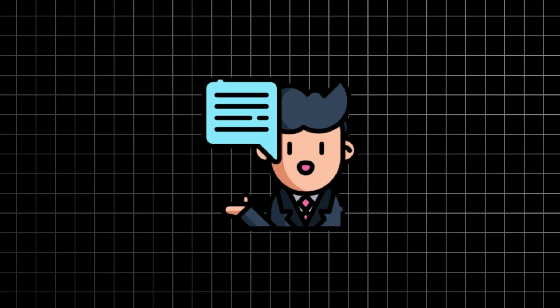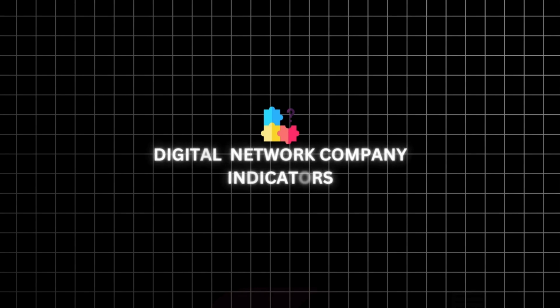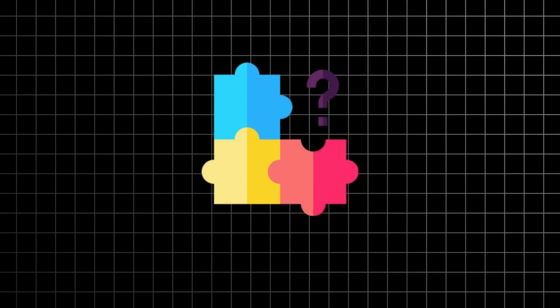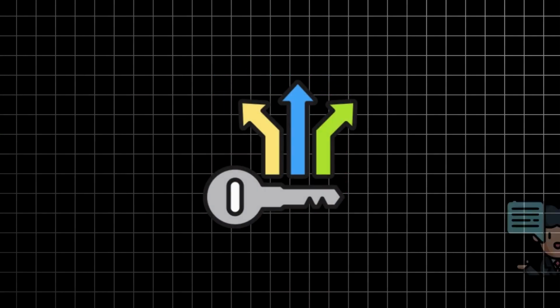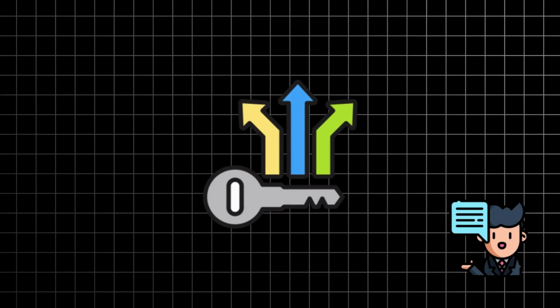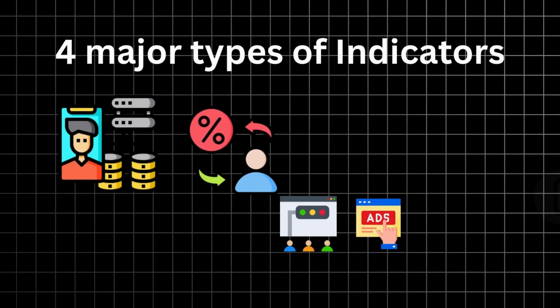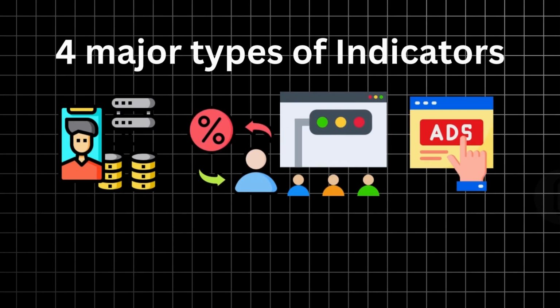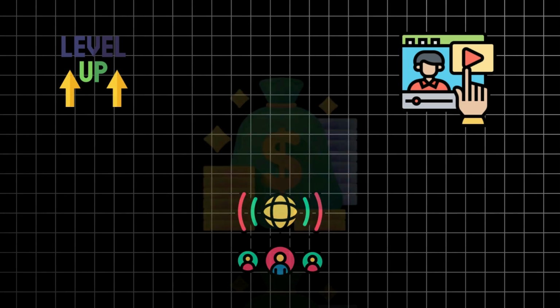Today we're breaking down something super important if you're running or planning to run any kind of online biz. It's all about digital network company indicators. I know that sounds kind of technical, but trust me, it's not as complicated as it sounds. These indicators are just key ways to track how your online business is doing. There are 4 major ones you need to know: customer database, conversion rate, customer traffic, and digital advertising cost returns. Each one plays a big role in helping you understand your audience, improve your strategies, and boost that income.